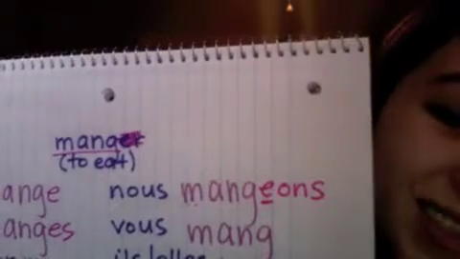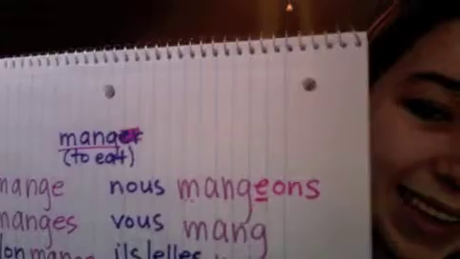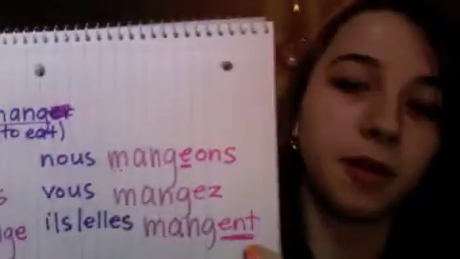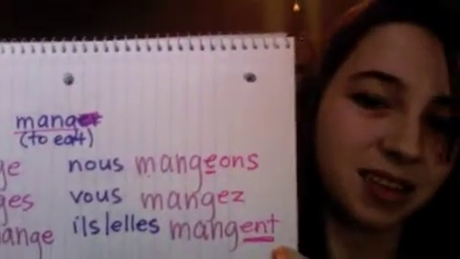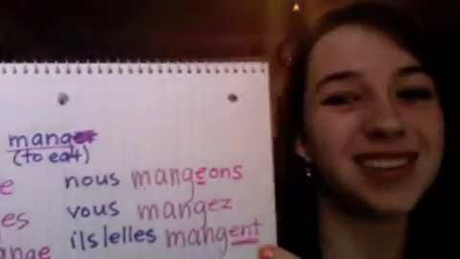But if we left it with just the ONS, it would make a really hard G like mangons. So we stick an E in there to make it all flowy and sound soft and pretty. So it's mangeons. Don't pronounce the ENT because French is all flowy and pretty and we don't want to say mangent. So just say mange, mange. Okay, and that is all.